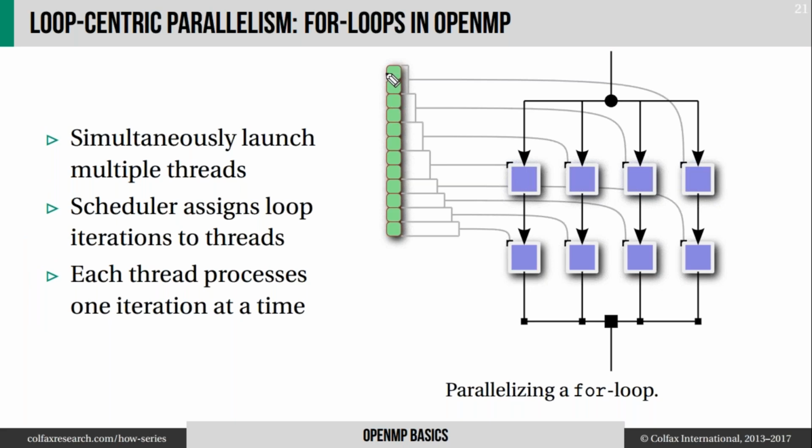This is an example. I have the green squares represent my iterations, and maybe I can assign these iterations to that thread, those 2 iterations to this thread, and so on. Of course, in order for this to work correctly, my iterations have to be independent of each other, and if they are not independent, we will have to do something special to produce correct results.